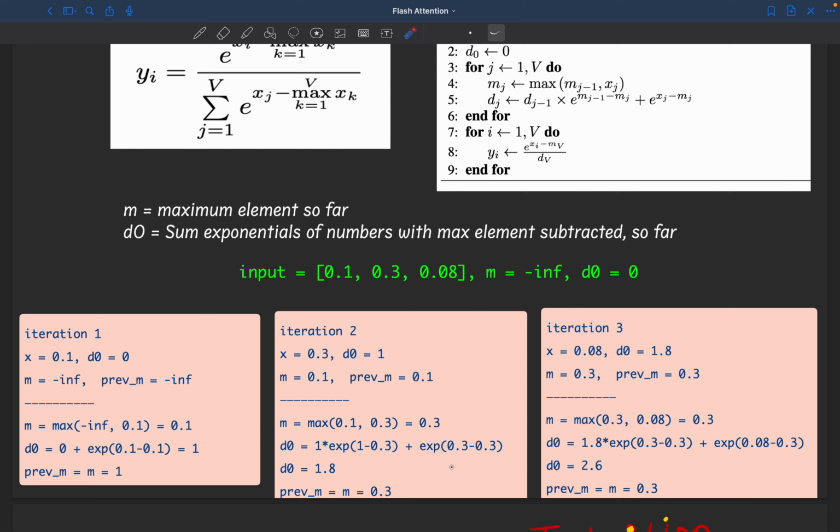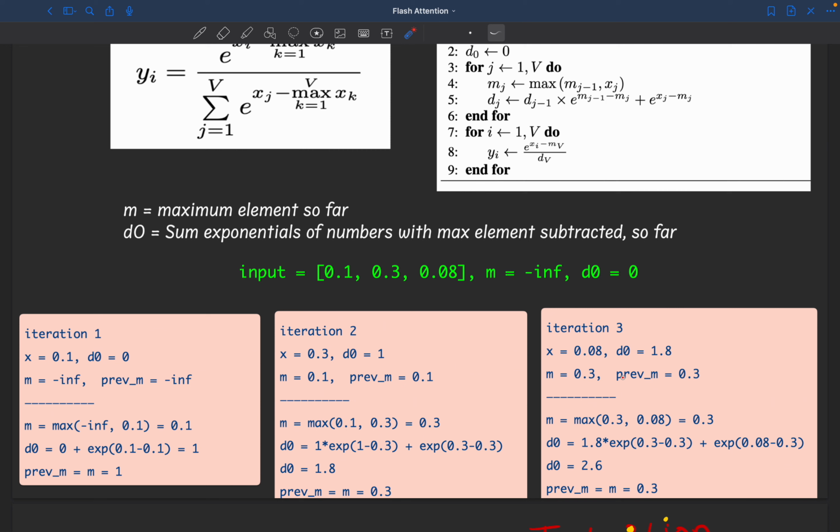Keeping that in mind and going ahead, exponential of the element which is x here minus the maximum here, which is found out to be 0.3. If you do this calculation, you will get like 1.81 etc., but I'm just rounding off to 1.8 for easy calculation, and the previous sum will also be updated.